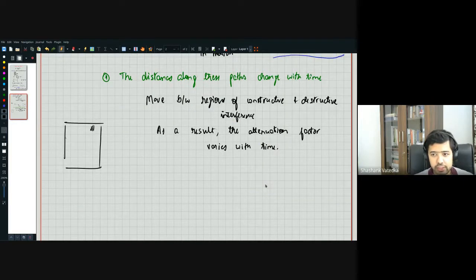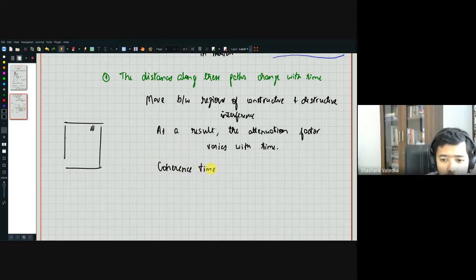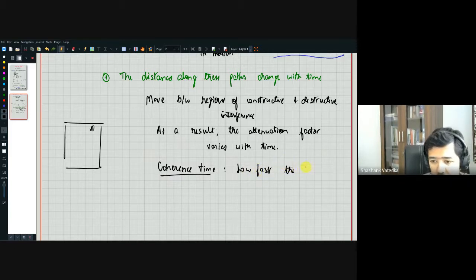Right, so how fast the attenuation factor varies with time is characterized by what we call the coherence time. Right? So this determines how fast the attenuation, or how fast the amplitude, let me call it attenuation, varies with time.